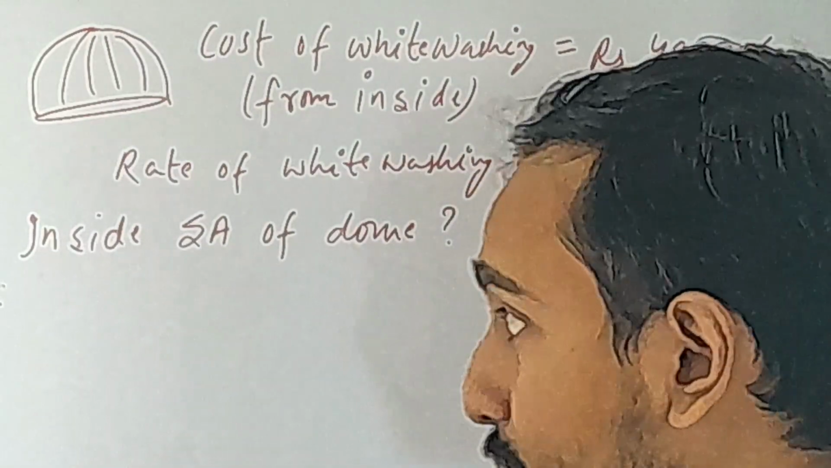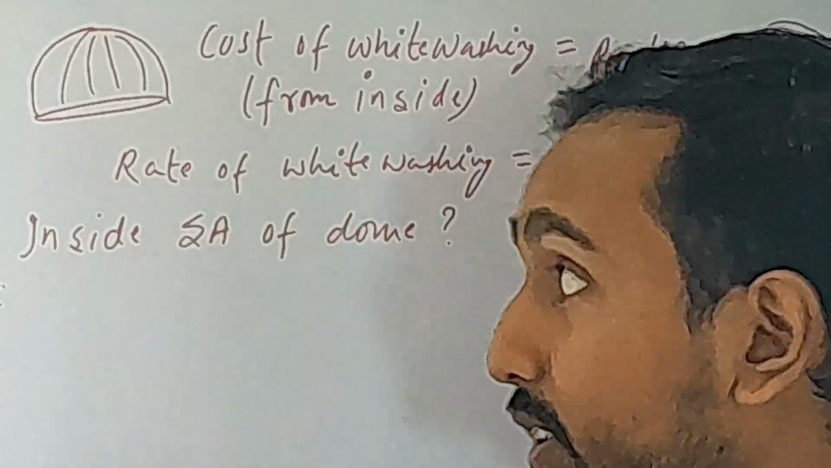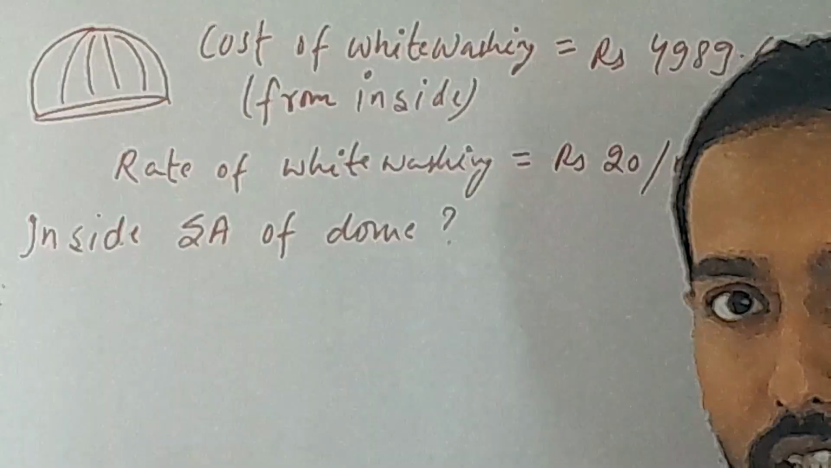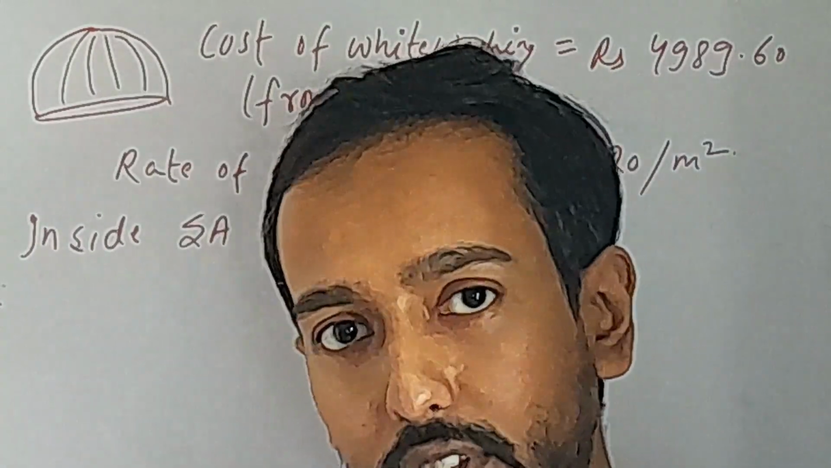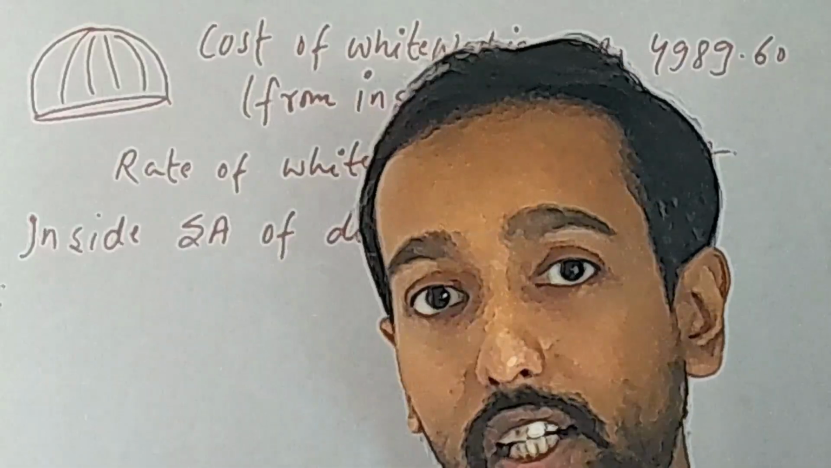In the first part of this question, they ask us to find the inside surface area of the dome. Students, since this dome is in the form of a hemisphere, we know that there are two types of surface area, the total surface area and the lateral surface area. In this first part of the question we have to find the inside surface area.